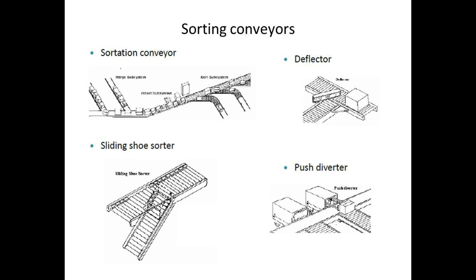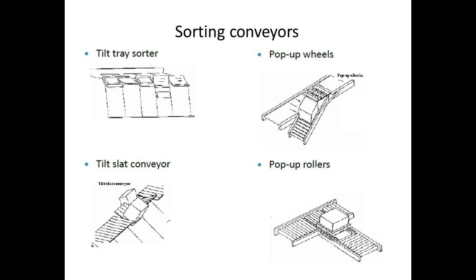Similarly, the push diverter. In a push diverter, you provide an external push to the material, and then it takes the right path in the right direction. Tilt tray sorter, pop-up wheels. Pop-up wheels mean there will be certain wheels inside the conveyor, and they will only pop up when you want them at a certain time. Similarly, pop-up rollers. Like the wheels, there will be certain rollers inside the conveyor. When you push the button, they will come out and transfer only the material you desire.